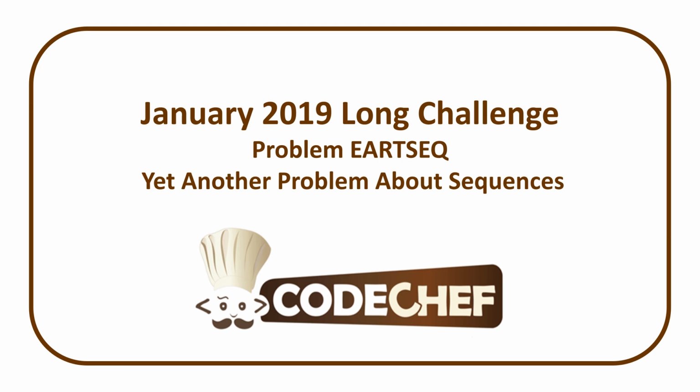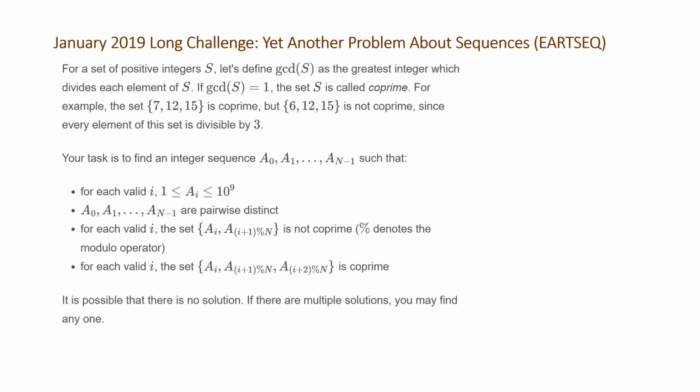In this video, we're going to be covering the solution to the problem entitled Yet Another Problem About Sequences from the January 2019 Long Challenge from CodeChef. The problem states: for a set of positive integers s, let's define GCD of s as the greatest integer which divides each element of s. If GCD of s equals 1, the set is called coprime.